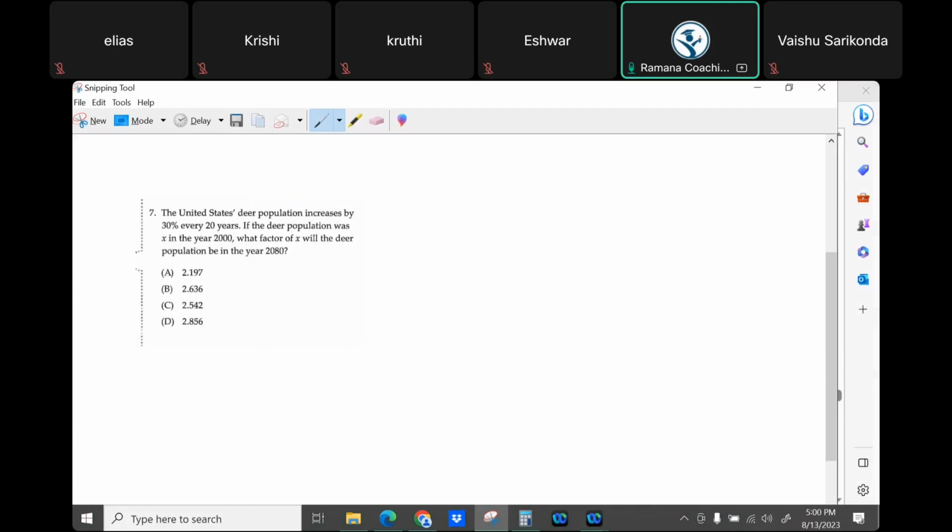The United States deer population increases by 30% every 20 years. If something increases by a fixed percent number, you are dealing with what kind of function? Exponential. Remember that fact.